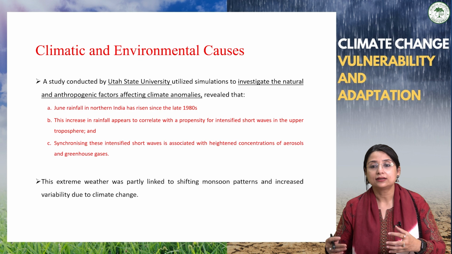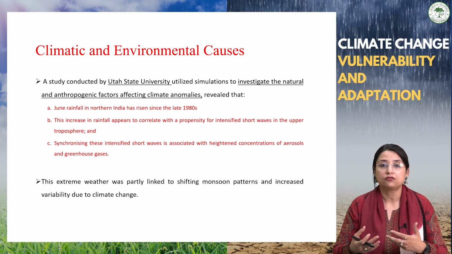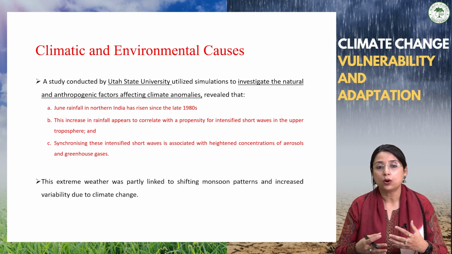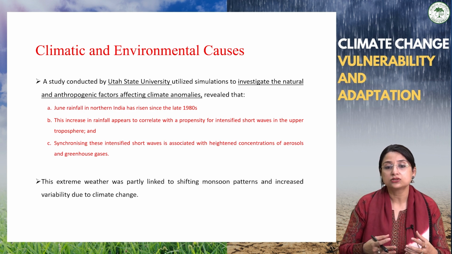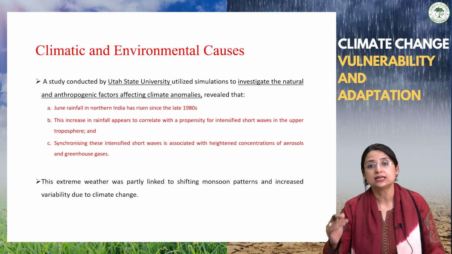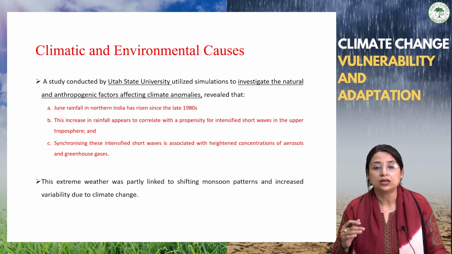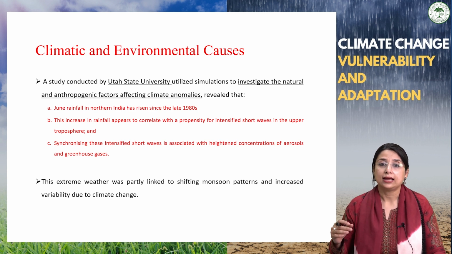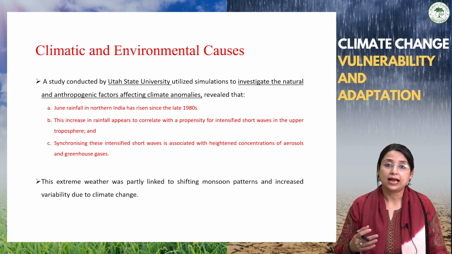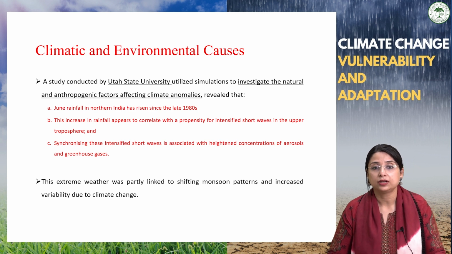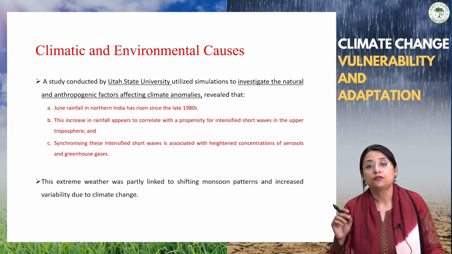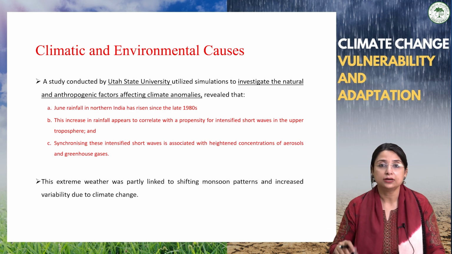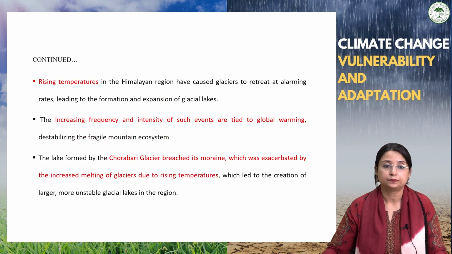We can say that both the natural and the anthropogenic factors altogether played a very important role, where the intensified short waves, associated with the heightened concentration of aerosols and greenhouse gases, caused extreme rainfall, and even glacial melting was very much observed. So, this extreme weather was partly linked to the shifting monsoon pattern and increased variability due to the climate change that we are observing nowadays.